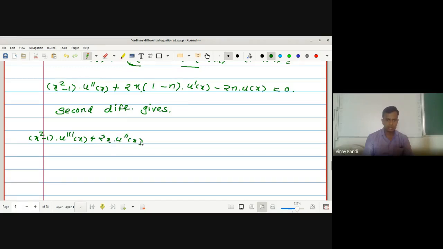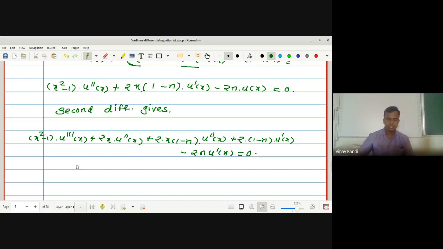Okay, plus this first term is x as it is, 2 into x into (1 minus n). Derivative of this one is u double dash of x, plus 2 as it is, (1 minus n) as it is, and u double dash as it is. Derivative of x is 1. Okay, 2 as it is, (1 minus n) as it is, and u dash of x is as it is. Derivative of x is 1. Okay, now derivative of this one, minus 2n u dash of x is equal to 0.